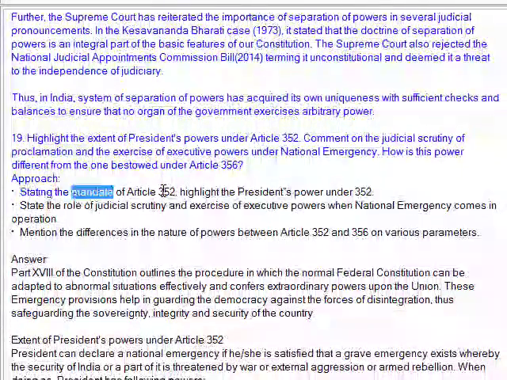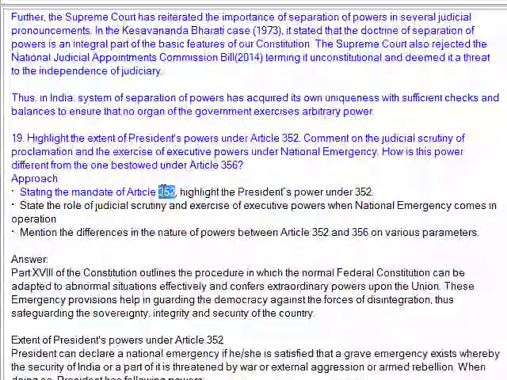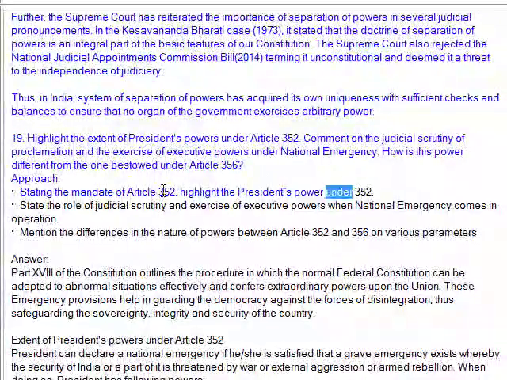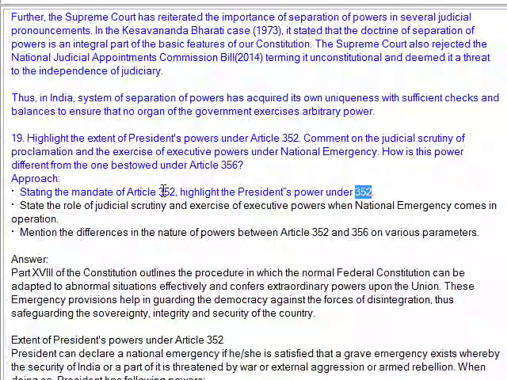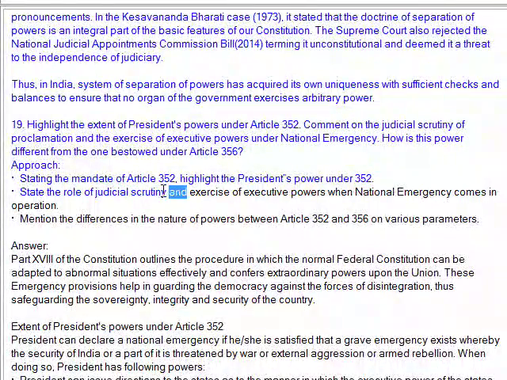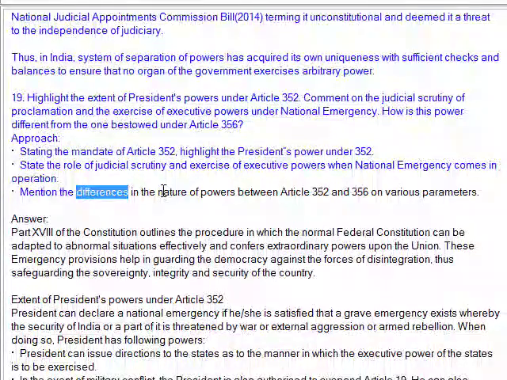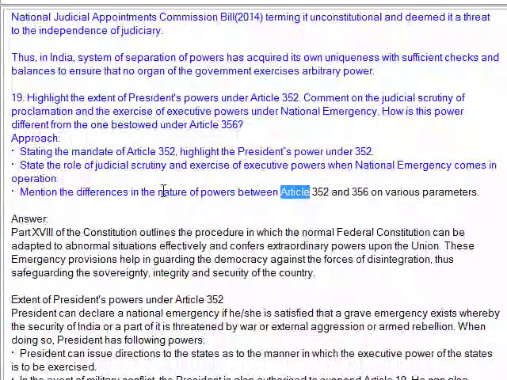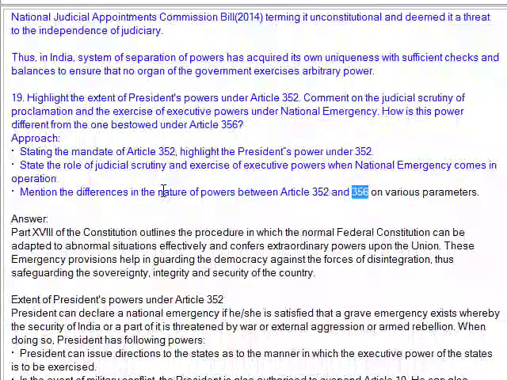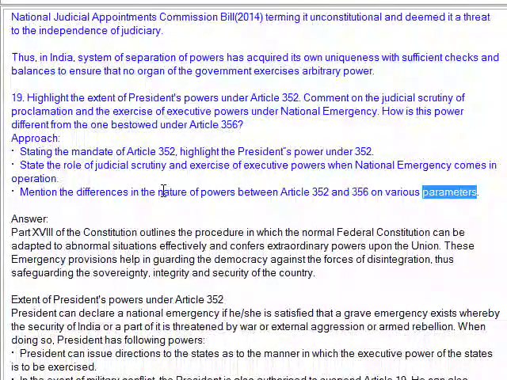Approach. Stating the mandate of Article 352, highlight the President's power under 352. State the role of judicial scrutiny and exercise of executive powers when national emergency comes into operation. Mention the differences in the nature of powers between Article 352 and 356 on various parameters.